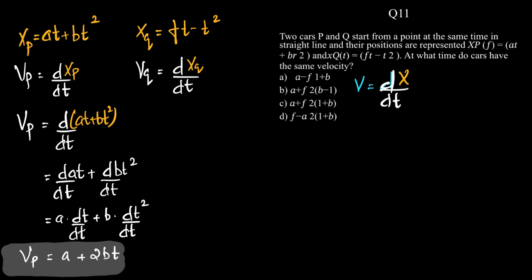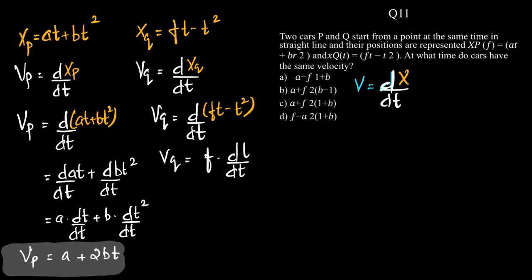Now, if VP is equal to A plus 2BT, let us find out what VQ is. VQ is similarly equal to d by dt of XQ. XQ is given as FT minus T square. So VQ is equal to F into d by dt of T minus d by dt of T square. So VQ is equal to F minus 2T, which is the next value that we needed.